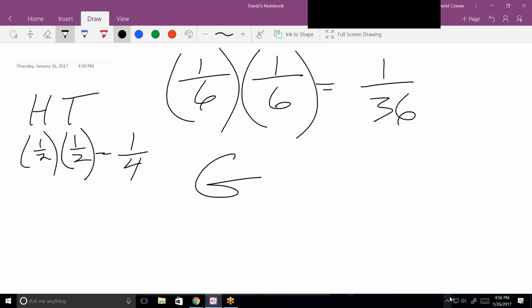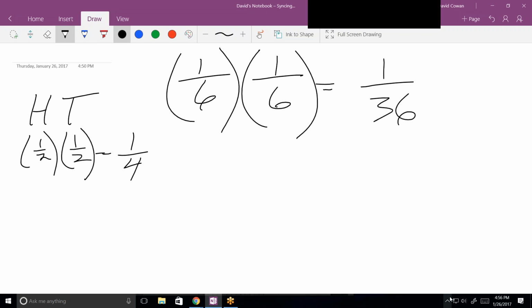Not 50-50. Here's the way it works. Here's how you figure it out. This is a fun problem. This is the classic probability problem to amaze your friends.